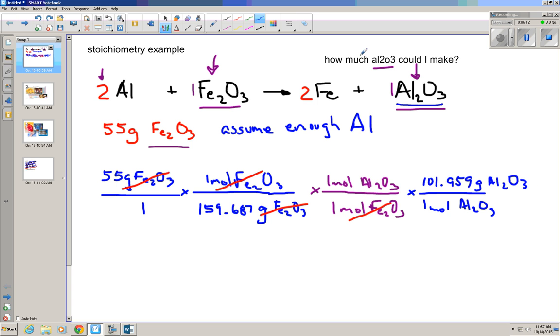So now I've got a little math problem. I have one more cancellation I can make. I can cancel moles of aluminum oxide with moles of aluminum oxide. Say that 10 times fast. So I'm going to do top times top times top times top, bottom times bottom times bottom times bottom, and then divide the two. All right?